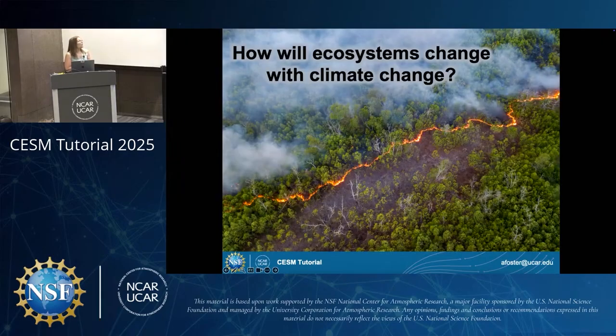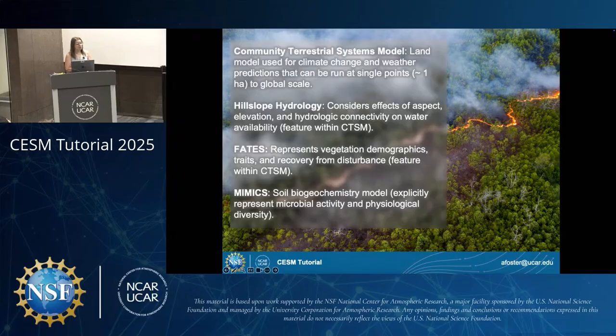So to answer this big question, how will ecosystems change with climate change? We are hoping to use CTSM, the land model that can be used for climate change and weather predictions, and can be run at single points up to the global scale. This hillslope hydrology model considers the effective aspect and elevation. FATES dynamically represents vegetation, demographics, traits, and recovery from disturbances. And then MIMICS gets us this better soil biogeochemistry model. And yeah, now I'll take any questions you guys have.